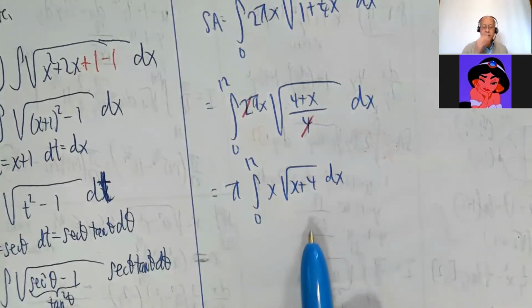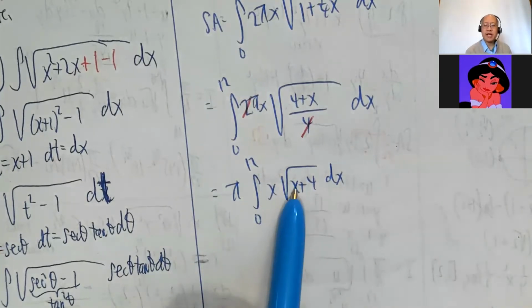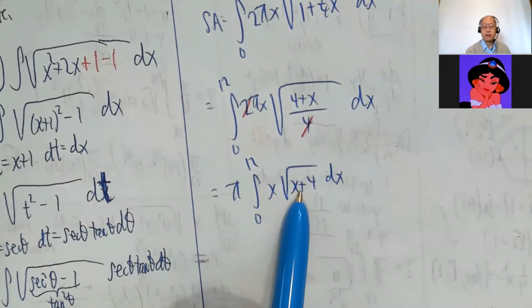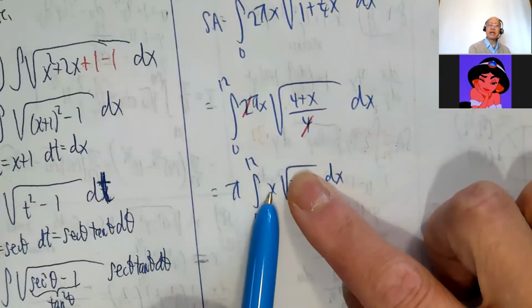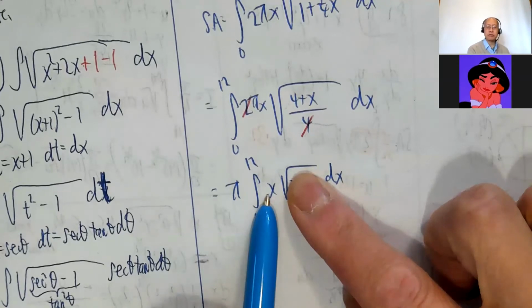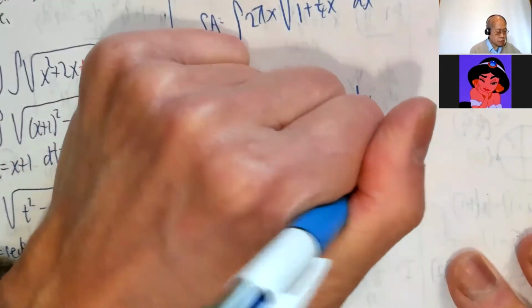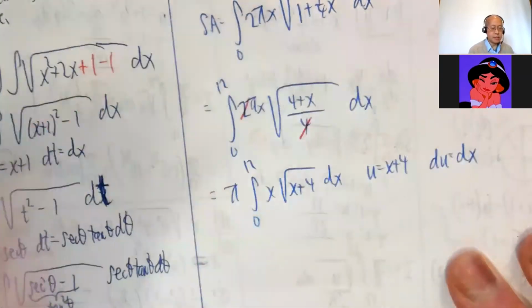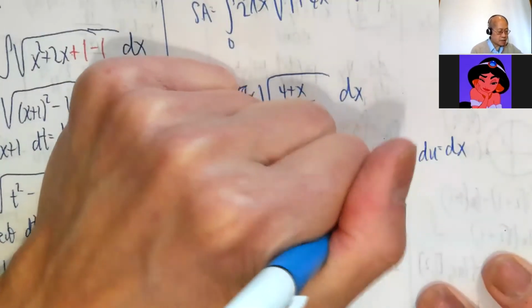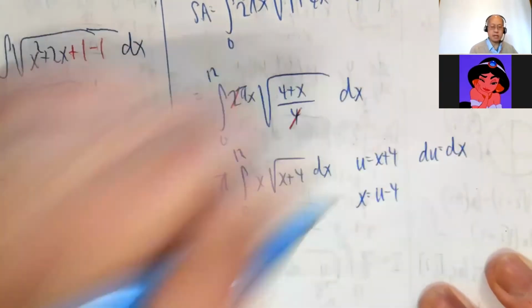This is one of those where I want to make a substitution. I have the complicated thing. Not too complicated, but it's x plus 4. It's more complicated than x. I want to make this nice, like u. This will not be nice, but that's okay. At least it's not part of the square root. So u equals x plus 4, du equals dx, and that means x is equal to u minus 4.